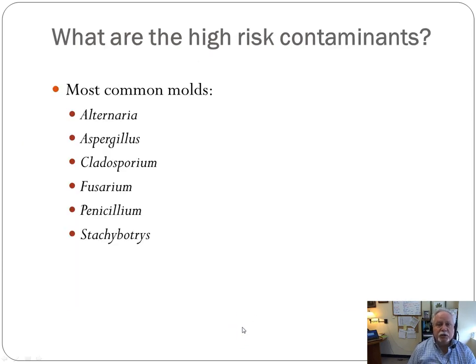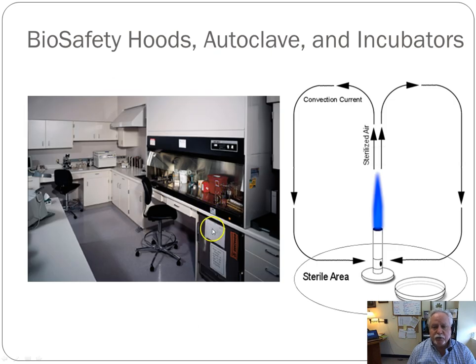So some of the high-risk contaminants, these are the most common molds, both by their presence in the soil, but also their potential to have an impact on humans. So Alternaria, Aspergillus, Cladosporium, Fusarium, Penicillium, and Stachybotrys. And the mold in itself can be allergenic, but the element that really makes it more difficult is the mycotoxins that they produce. And we'll come back to that in a minute.